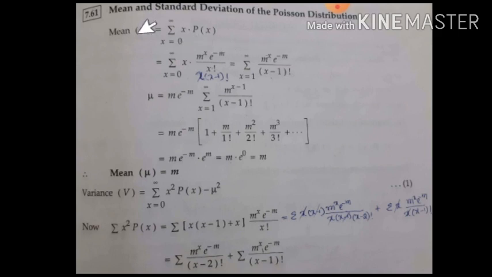We know the mean formula for a discrete probability distribution: summation x into p of x. Substitute the p of x formula, m to the power of x e to the power of minus m by x factorial. In this x factorial, to cancel this x, it can be written as x into x minus 1 factorial. In the same way as we simplified in the binomial distribution, here also in the Poisson distribution, while finding the mean we are simplifying it. So cancel this x and x. What is left out in the next step in the denominator? Only x minus 1 factorial.